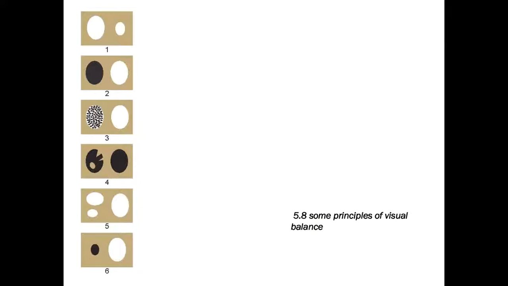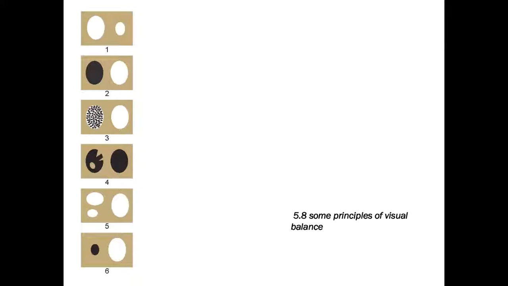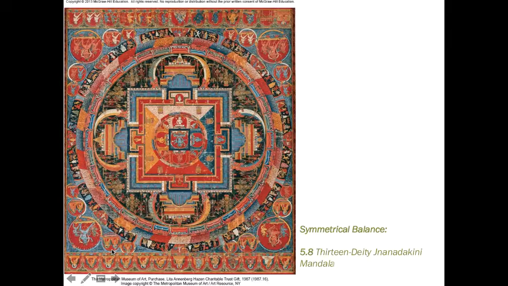So that's kind of telling you how a darker form, even though they're the same size, can have more visual weight. Textured, different, or what was the word they used again? Complex, sorry. Complex form, and then, which is this one, multiples, and then a dark small can outweigh or have equal weight to a large form.